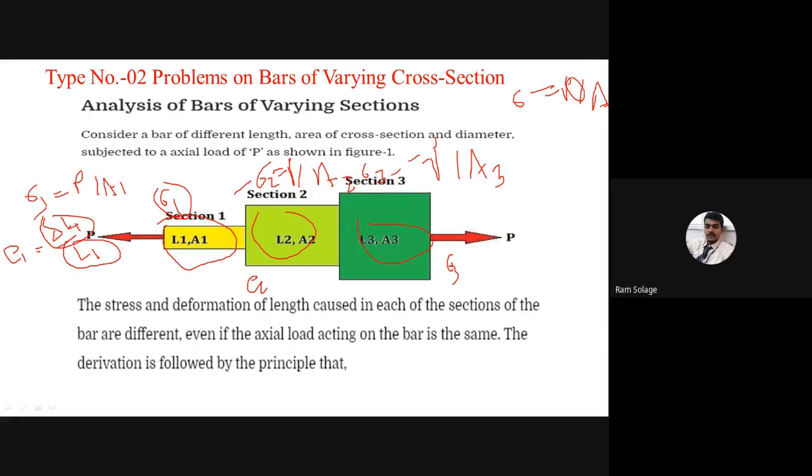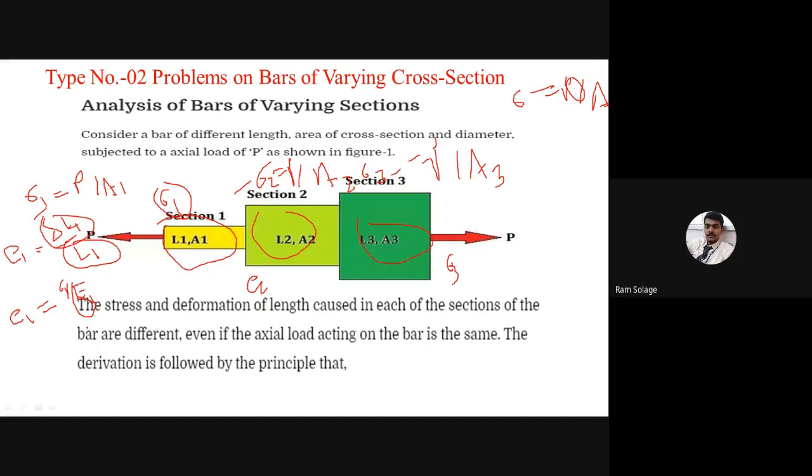How to calculate delta L1? Instead, we can use the formula: strain is equal to stress upon E, the modulus. Already we have calculated sigma 1, that is the stress in section number 1. Take sigma 1 and we can take E1. When can we take E1, E2, E3?